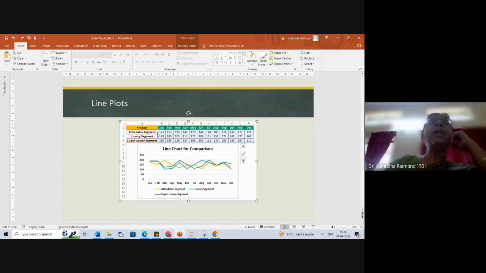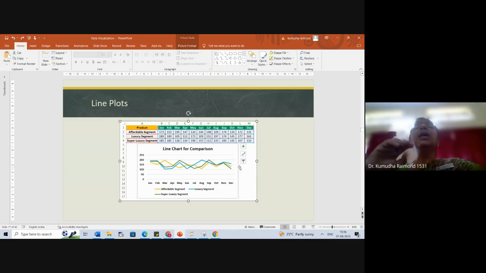For example, the affordable segment, which is probably the yellow color. You can see here how this affordable segment varies from one point to another point. Though it is not with respect to exact numerical time, it is with respect to the month. However, you can see how the affordable segment changes across the months.